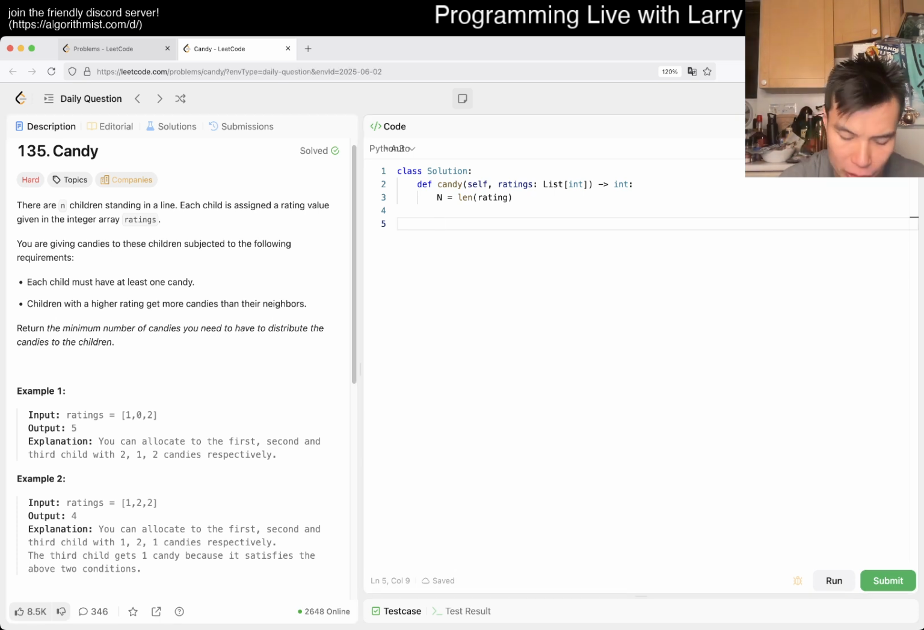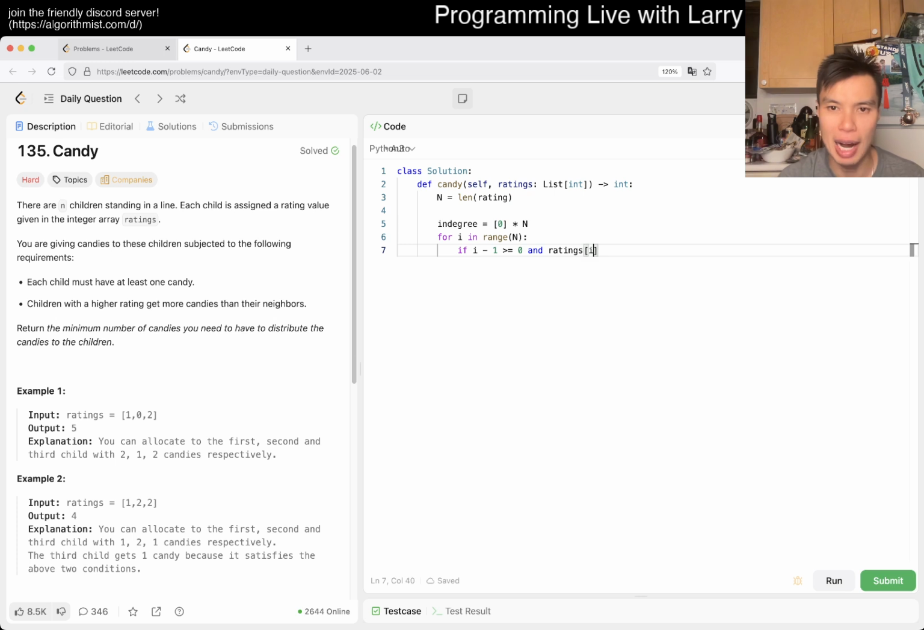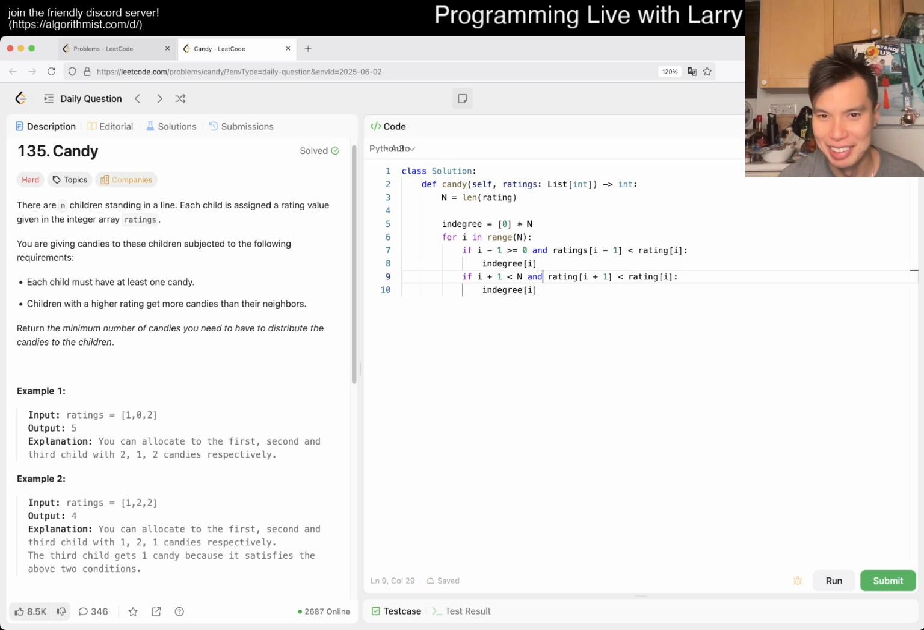In the same way that in a topological sort, we can just do in degree is equal to 0 times n, because we have to go through them. So here, if i minus 1 is greater than or equal to 0, and rating sub i minus 1 is less than rating sub i, because if it's less than, that means that they go first. That means that they are a prerequisite to that one here. So that means that there's an in degree on i. If i plus 1 is less than n, and rating sub i plus 1 is less than rating sub i, same idea. I actually forgot to just write this.